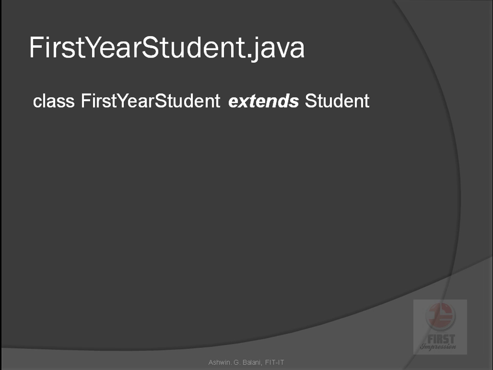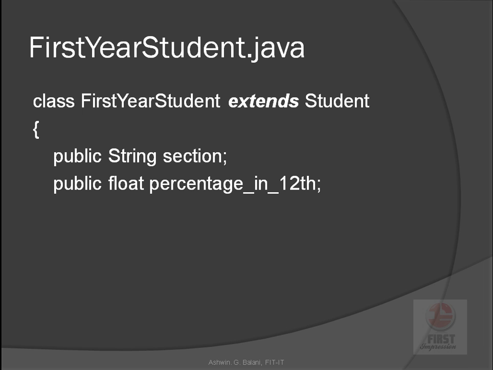So with this single statement, the FirstYearStudent class will exhibit all the properties of the Student class plus some more properties of its own. Let's add some more properties to the FirstYearStudent class. We have public String section that indicates that the first year student has a section A, B, C, D, E, F, and a float percentage in 12th. Whenever a student comes into first year, he comes from the 12th class, so we have a percentage in 12th. That's it. So the FirstYearStudent class now has 7 members, 5 from the Student class and 2 new members of its own.